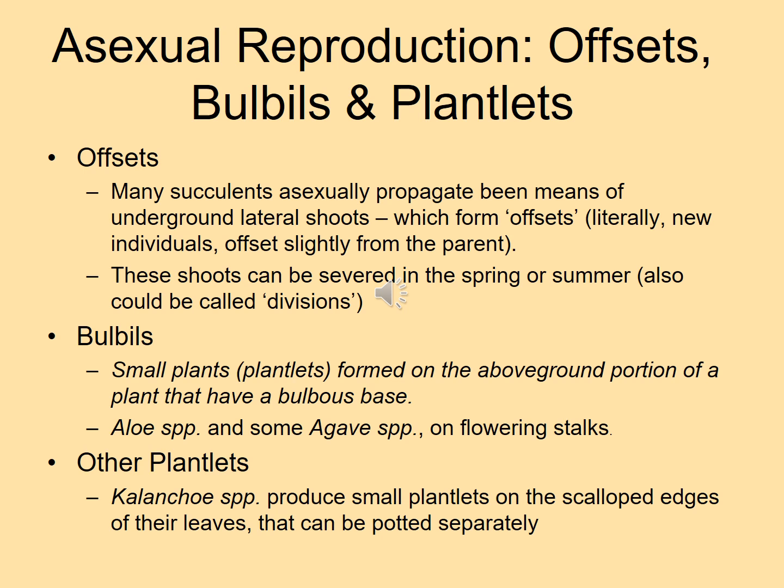Bulbils are small plants formed on the above ground portion of a plant, so they might form on the edges of the leaves or on the flowering stalk after seeds have been produced, which is very unusual. I'll show you a picture of that. It's not unusual in the world of agaves, but it's kind of a unique way of asexual reproduction. Other plantlets can form. There's a kalanchoe called Mother of Millions, and on the edges of the leaves, little baby plants form, and those can fall off and grow into new plants. They're all genetically identical to the parent plant.